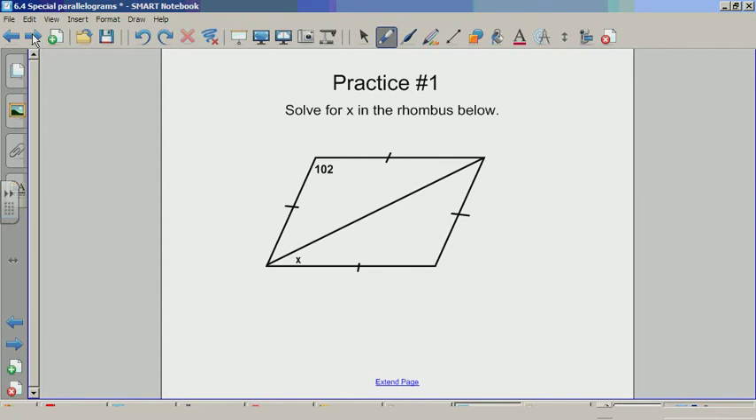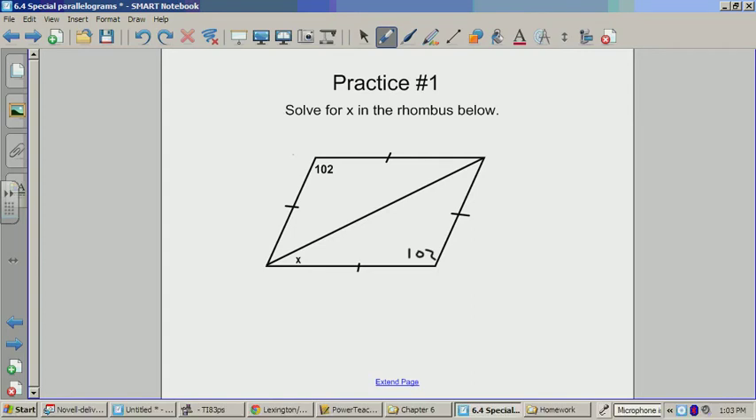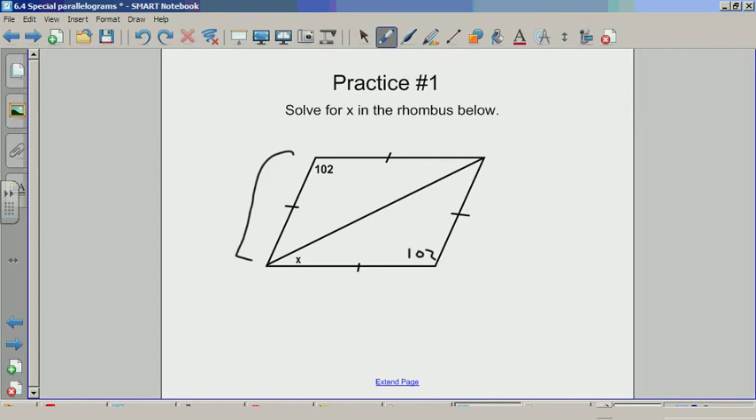Okay, this is a rhombus. Because it's a rhombus, I know it's a parallelogram, so I know opposite sides and opposite angles are congruent. If the top left angle is 102, the bottom right angle is 102. Didn't really need that, but I also know that these two angles are consecutive angles of a parallelogram, so they must be supplementary. So if the top left angle is 102, the bottom left angle must be 78.